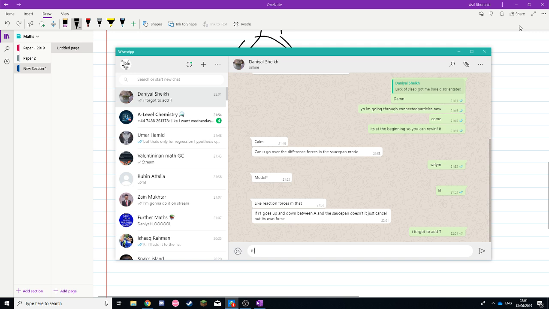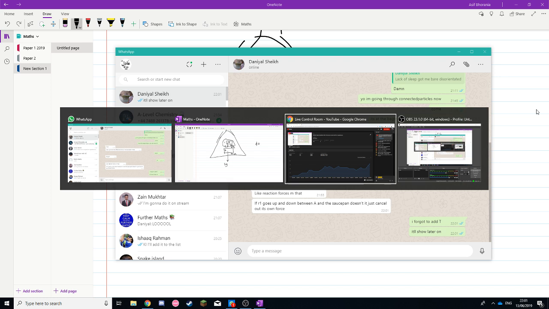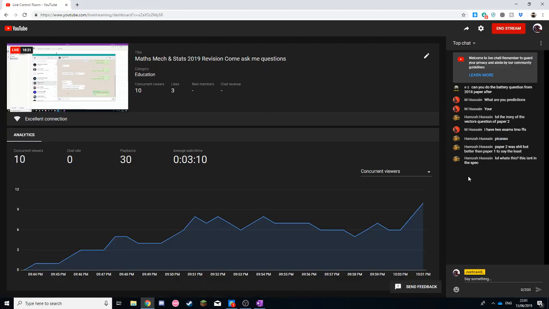It will show later on. Okay, cool. What's this? It is. It's in the book. Connected particles. Things about light pans and whatnot.